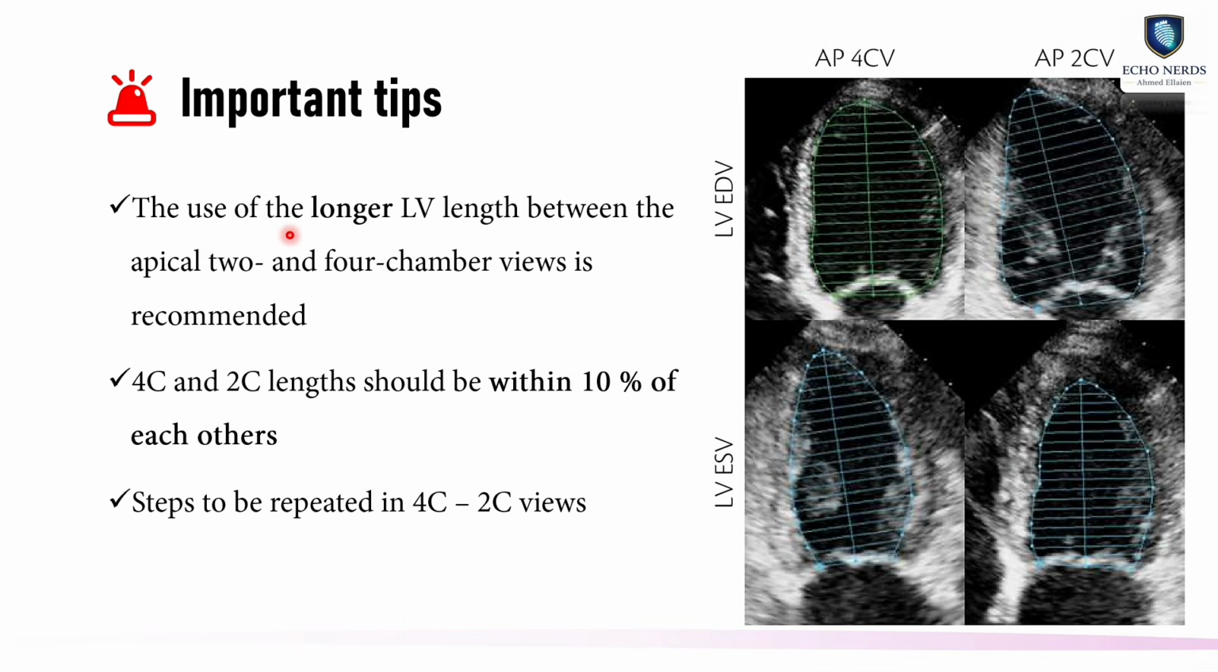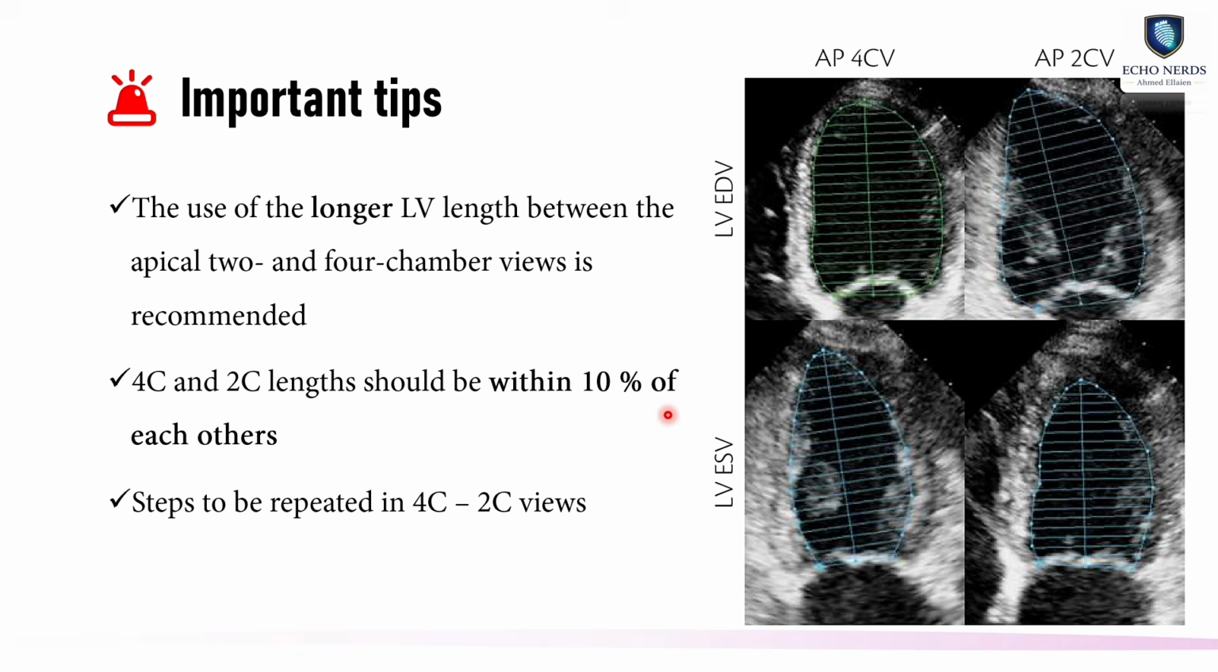And the last important tips in this Simpson method: the use of the longer LV length between apical 2 and apical 4 chamber is recommended. Apical 4 chamber and apical 2 chamber length should be within 10% of each other. And if you find that the length in the apical 4 or the apical 2 is much larger or smaller than the other by more than 10%, this means that one of them is a foreshortened view, and you have to recalculate it again because you will underestimate the actual cavity and the actual volume.